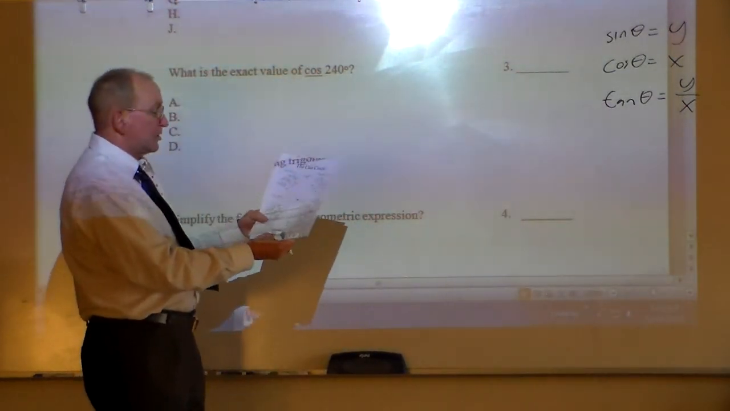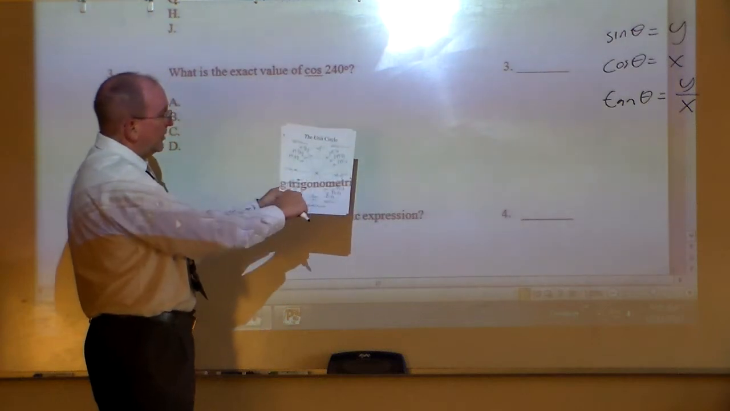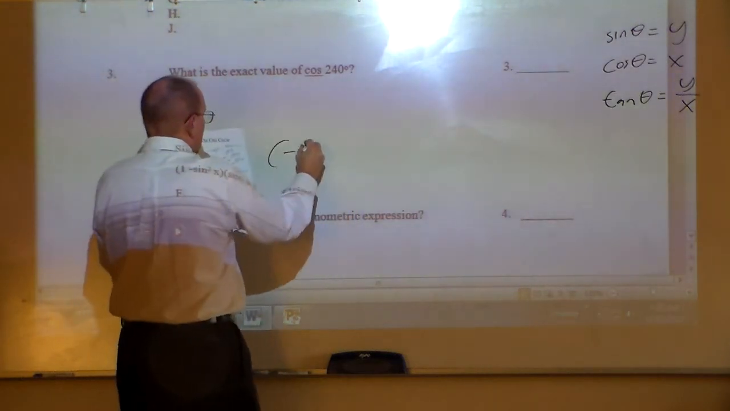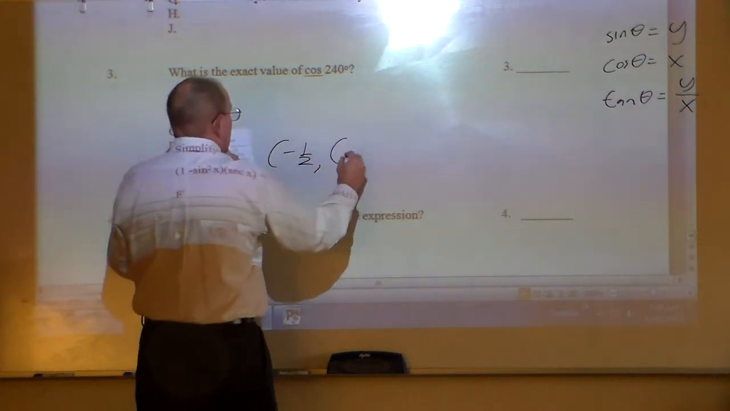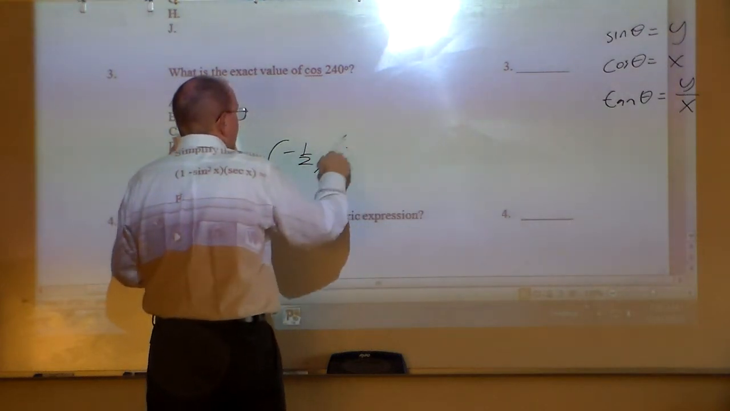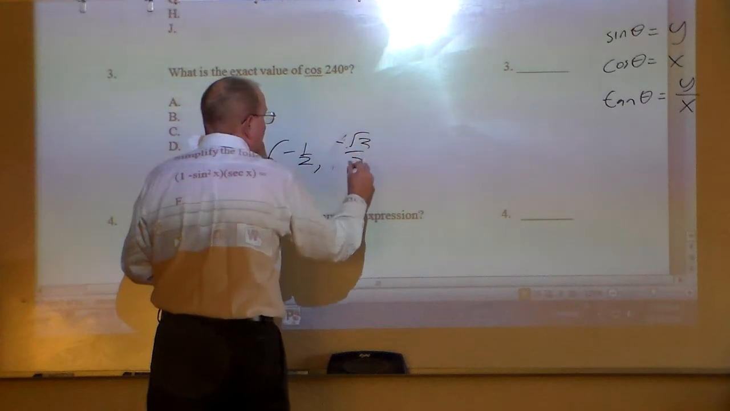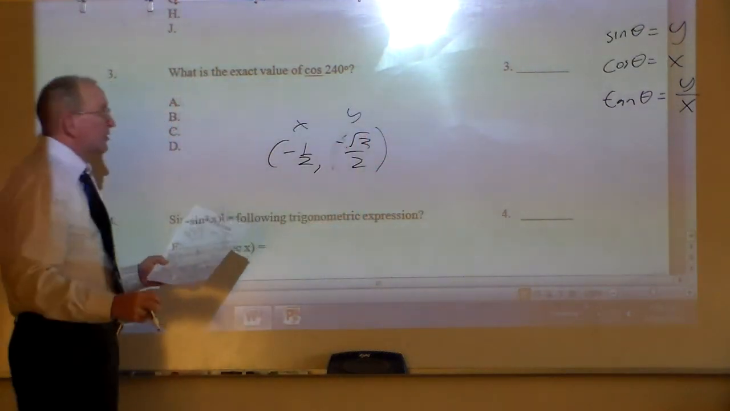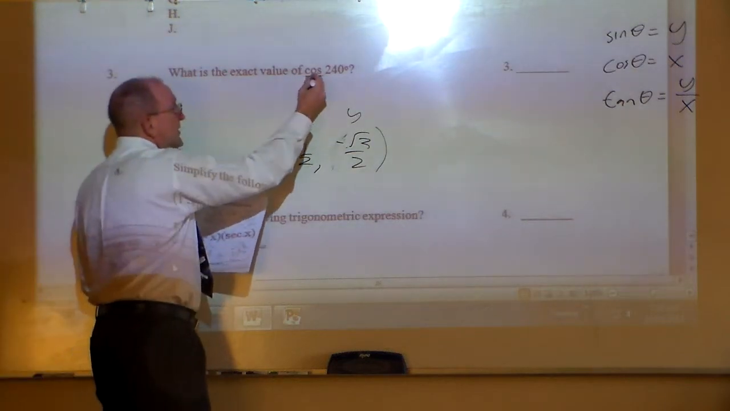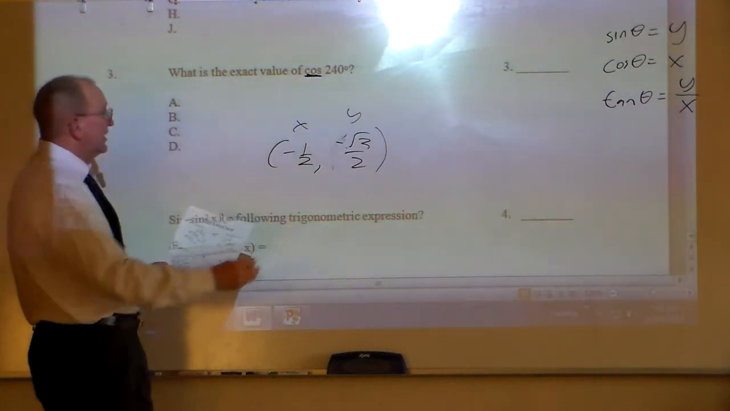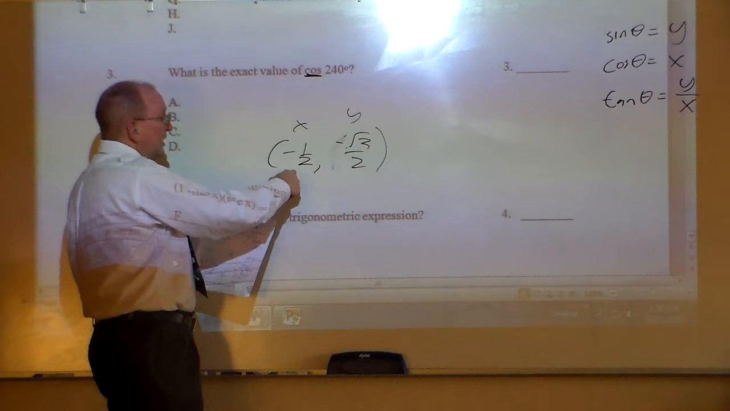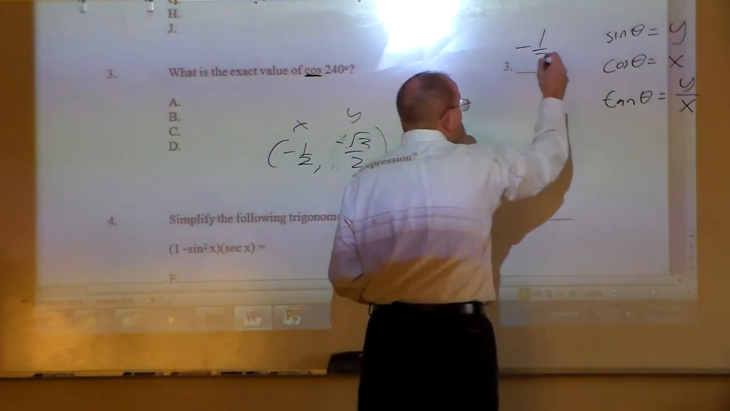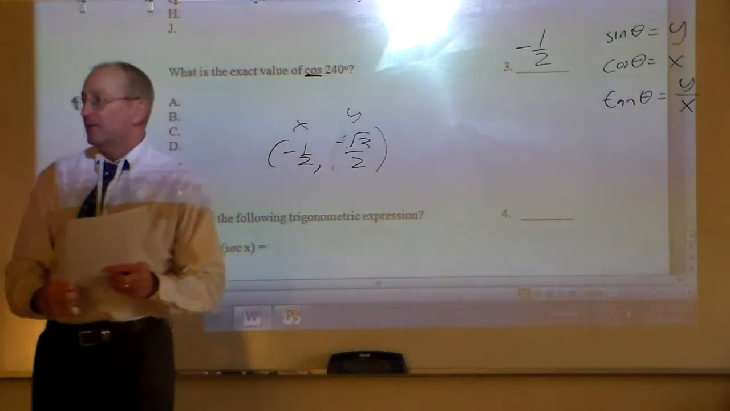At 240 degrees, as we look here, I have the point negative 1/2, negative square root of 3 over 2. And remember, this is x and this is y. So it's very simple. I want to find cosine. Cosine is simply the x value. So the answer to this problem is simply just negative 1/2. There's our answer.